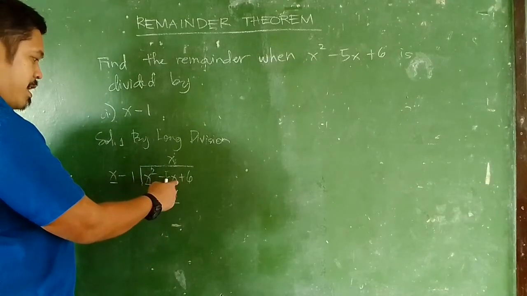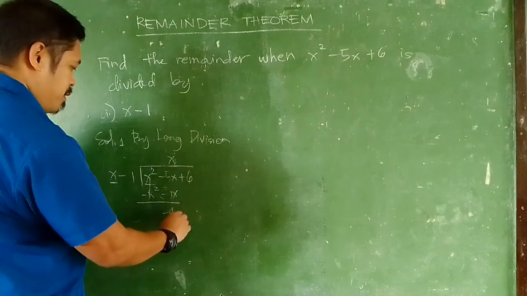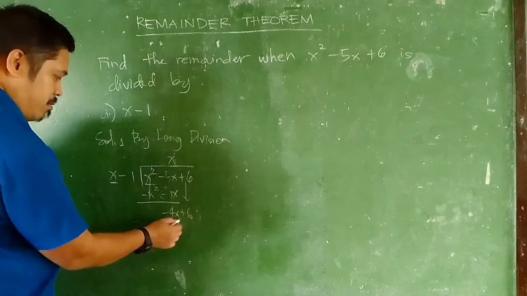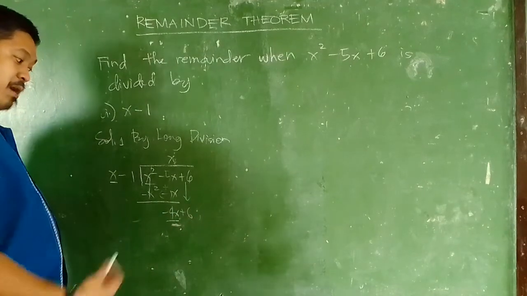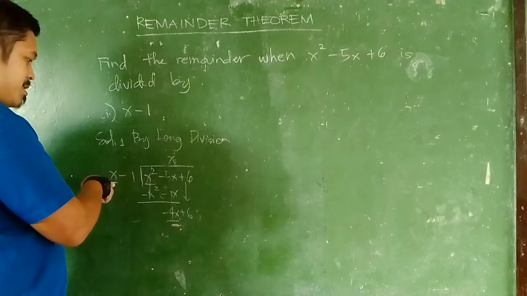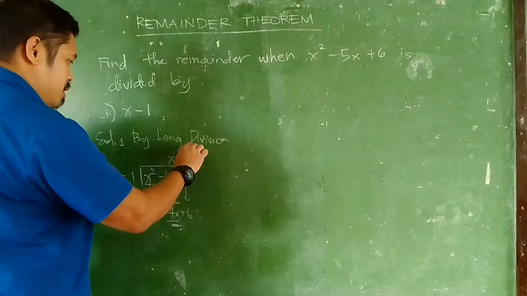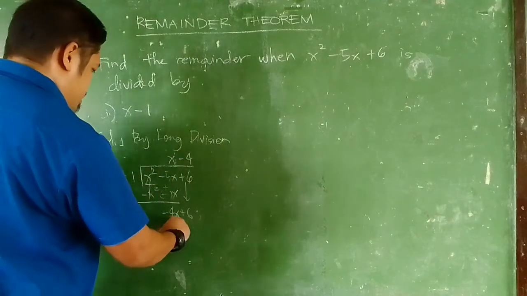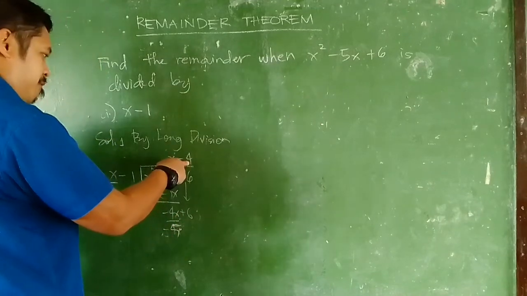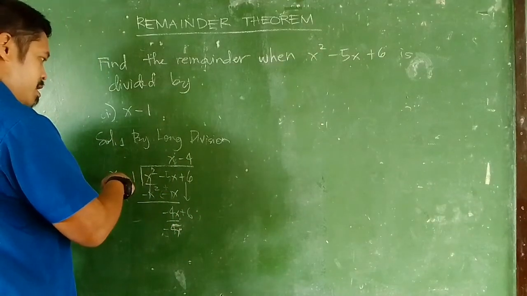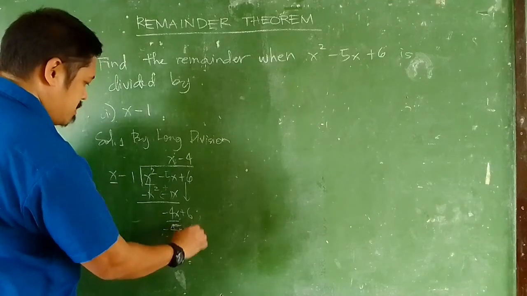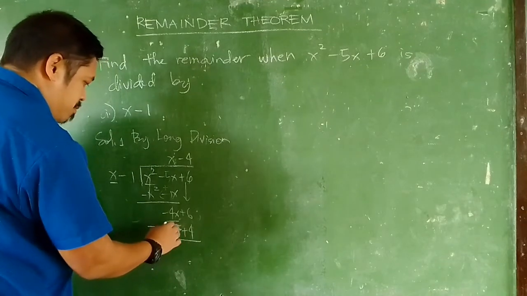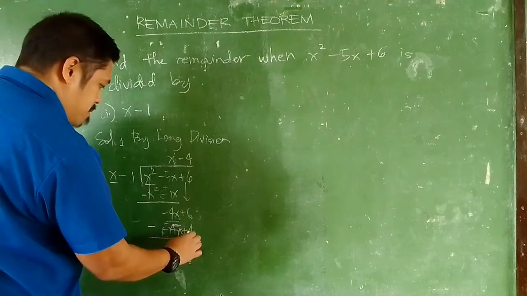Negative 5x plus x becomes negative 4x, and then we bring down positive 6. Then we divide again the first terms: negative 4x divided by x is negative 4. Multiplying, negative 4 times x is negative 4x, and negative 4 times negative 1 is positive 4. Then we subtract again, so the signs change.